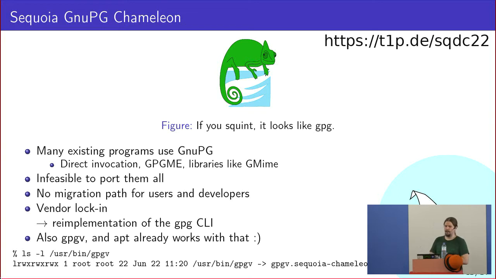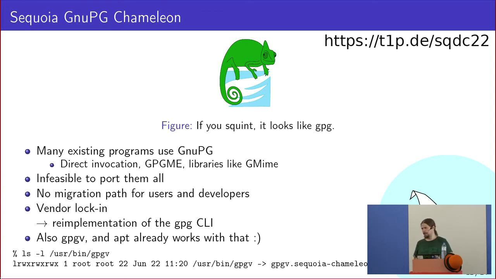Finally, we have the Sequoia GnuPG Chameleon in the works. So the motivation is many existing programs directly or indirectly use GnuPG. Right? They may invoke it directly, they may use GPGME, or they may use GMime, which in turn uses GPGME, and then that uses GnuPG. And it's infeasible to port all the applications ourselves in a short time frame. And unfortunately, that results in kind of a lock-in, right? There is no migration path, neither for the users nor for developers.